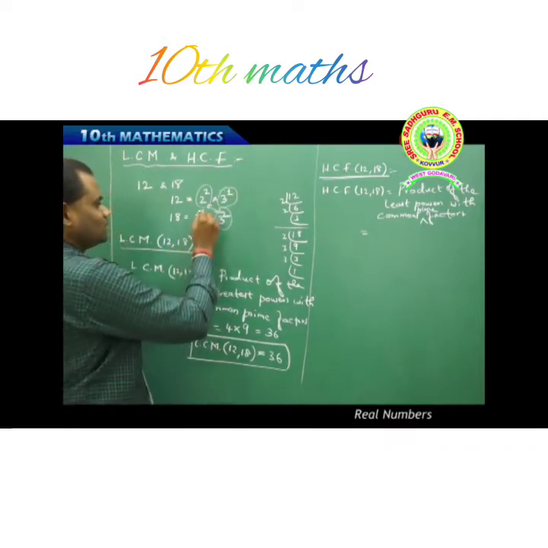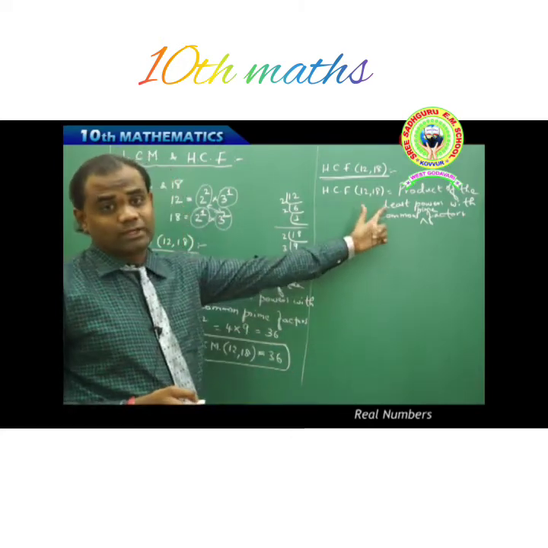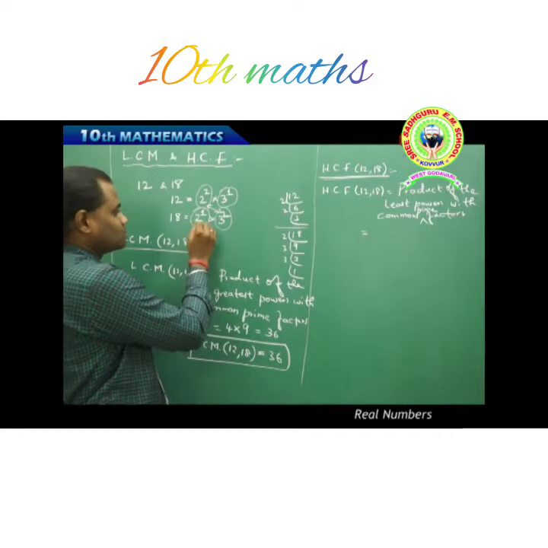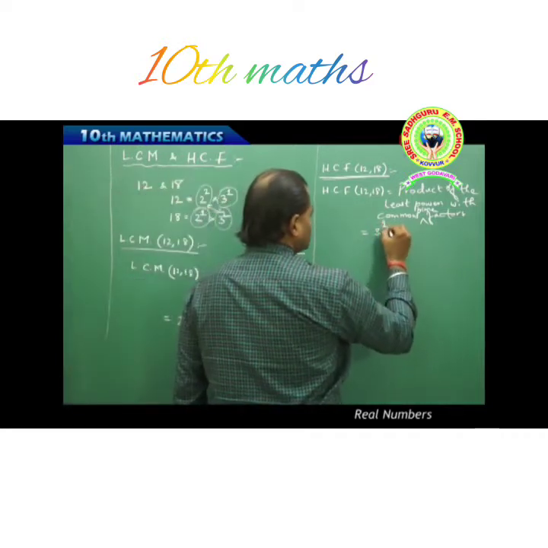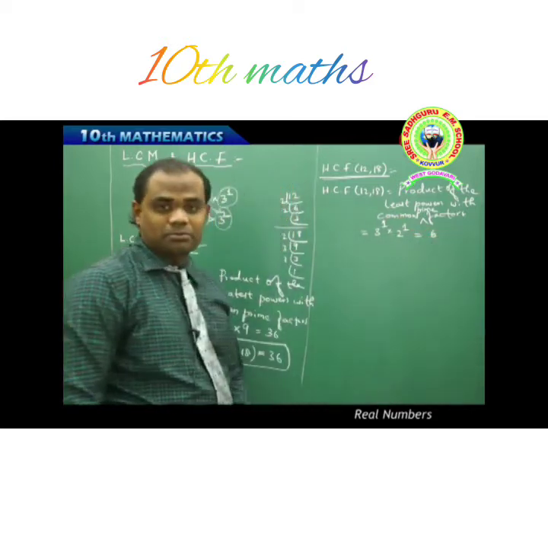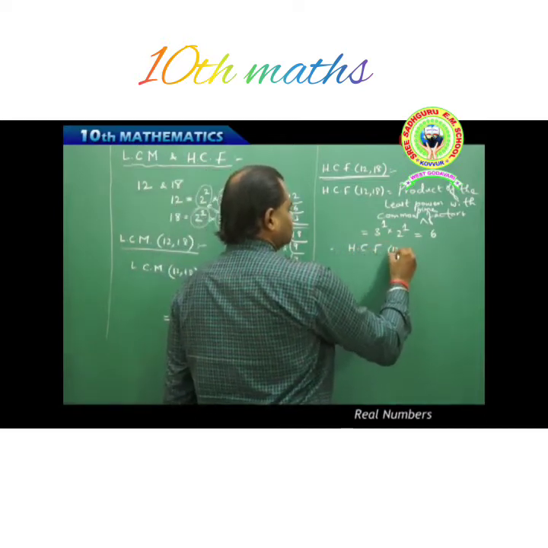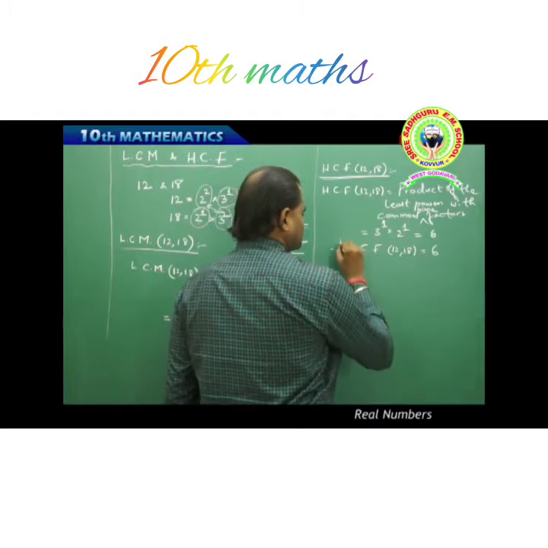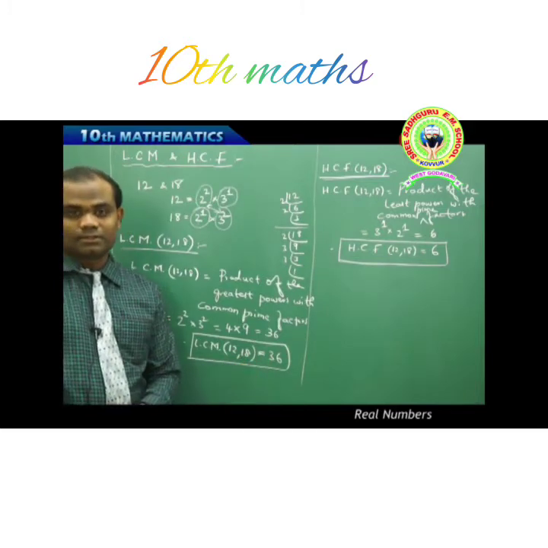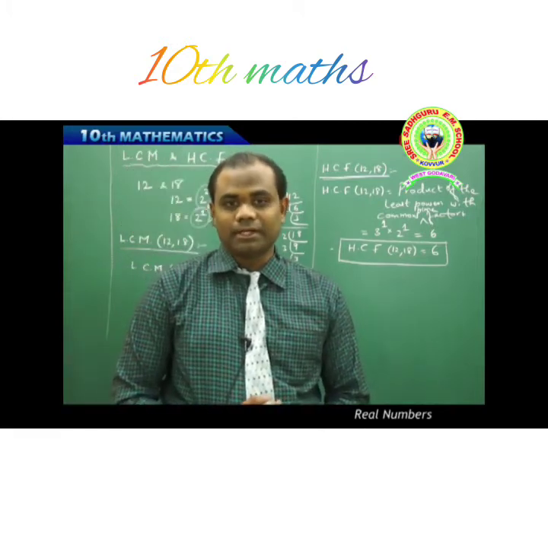When I identify the least powers, clearly the least power in case of 12 is 3 power 1 and the least power in case of 18 is 2 power 1. Therefore, to find the HCF of 12 and 18, I take the product of 3 power 1 times 2 power 1, and this gives me 3 times 2, which is 6. Therefore, the highest common factor of 12 and 18 is 6, and the least common multiple of 12 and 18 is 36. This is how I identify the difference between LCM and HCF.